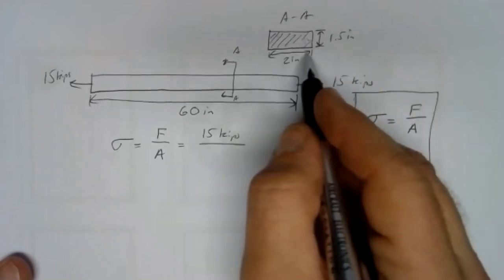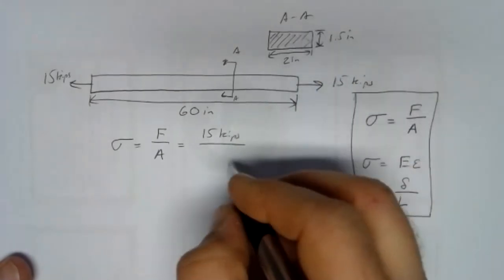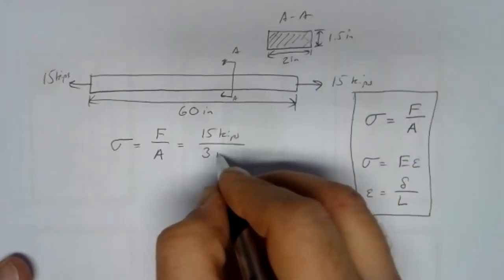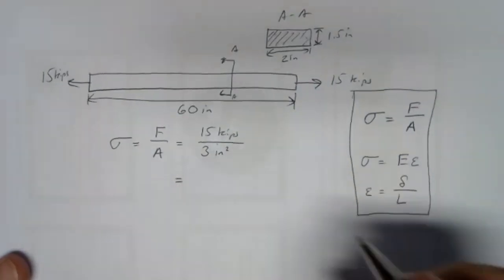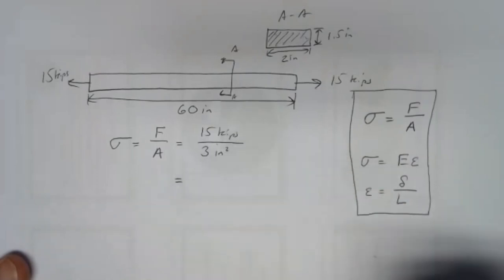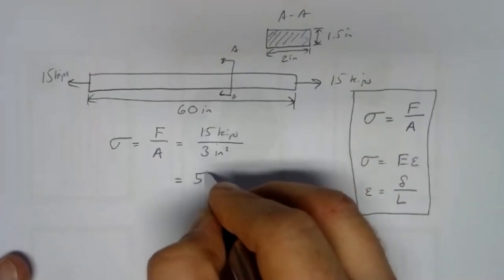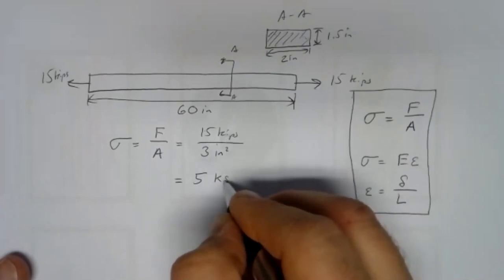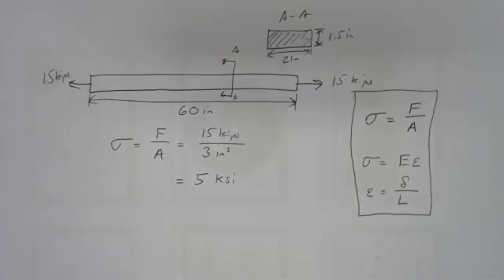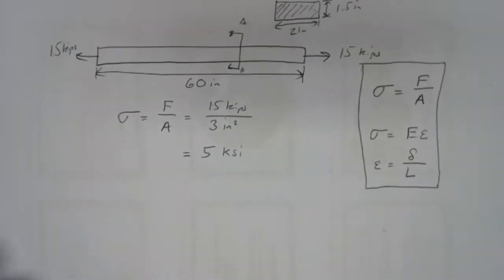Well, the area here, rectangle, length times width. 2 times 1.5, that's 3 square inches. So my stress is 15 divided by 3, it's 5. And my units are kips per square inch, or KSI. So I've got a normal stress of 5 KSI. That's what's going on inside the material. Each square inch of cross-section is holding on to 5 kips. 5 KSI.